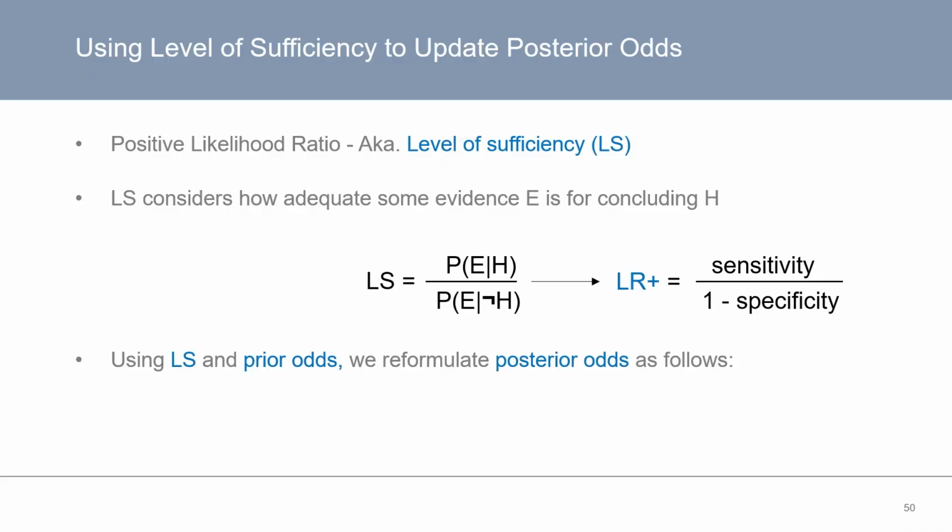Next, using both LS and our prior odds, we can reformulate our posterior odds equation as follows. The odds of a hypothesis given evidence equals LS times our prior odds of the hypothesis. Both of these terms come from the equations we've already seen, as indicated by these arrows.